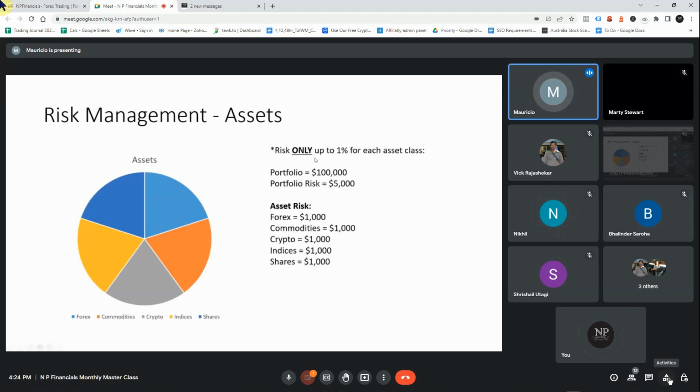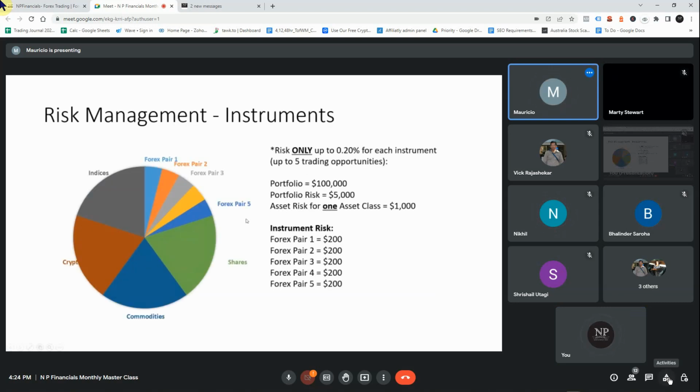So again, only up to 1% for each asset class. You can see here I've got a nice pie chart, and each slice represents an asset class. Now, if I go to the next slide, we're going further into the slice. Once we've determined a particular asset, this is an example I've given you. Looking at the Forex asset class, because we're risking 1% on an asset class and I've got 5 Forex pairs, that means it's 0.2% for each instrument in that class.